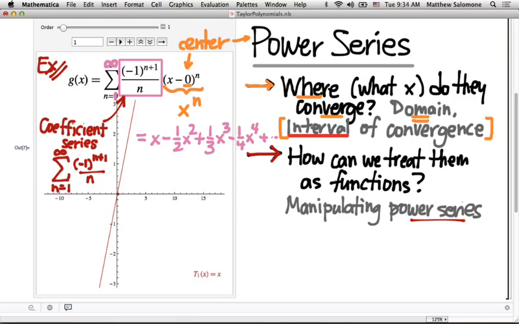But these are our two tasks. First of all, where does this power series converge? What is its interval of convergence? And second of all, what else can I do with this power series if I treat it as a function?